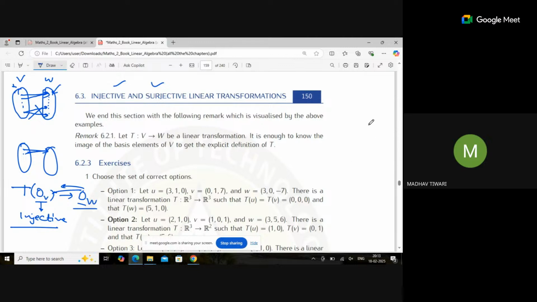In surjectivity, we have a vector space W, which belongs to R raised to the power n dimension, suppose. For all these points inside this vector space, you must have a pre-image in the vector space V. Only then can you say that it is a surjective linear transformation.